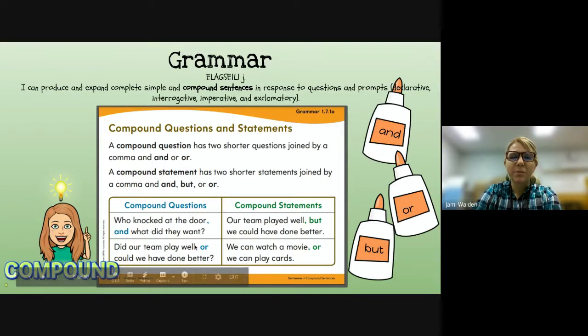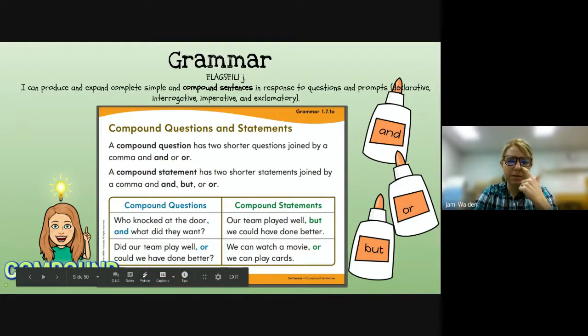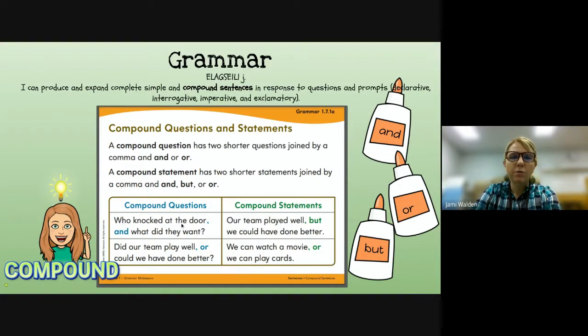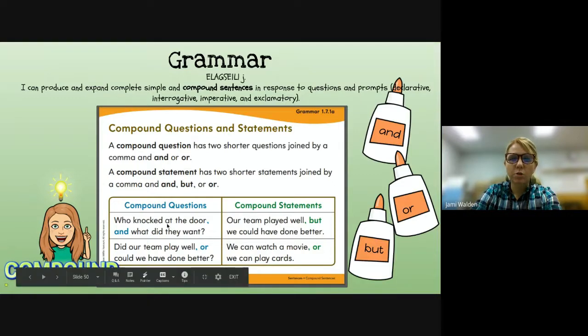Okay, so here's some examples. Who knocked at the door, and what did they want? If you look, I have a comma here and the conjunction and. You see two little sentences that could be sentences all by themselves in my compound sentence or my compound question. Who knocked at the door? That could be a question all by itself. What did they want? Could be a question all by itself. But we made it one compound question by joining those two little questions. We put in a comma and the word and. And is the conjunction.